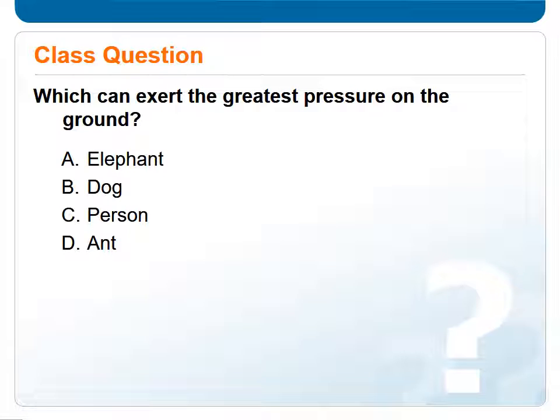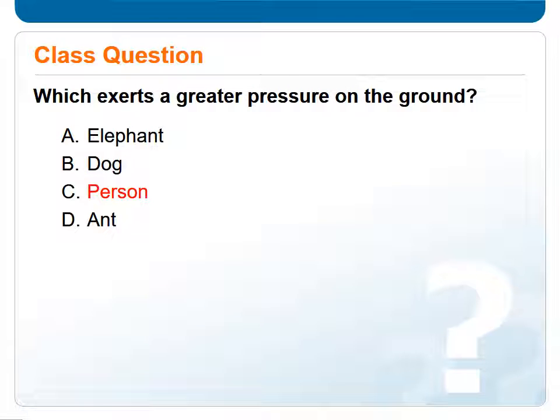Which can exert the greatest pressure on the ground? An elephant, a dog, a person, an ant. Pause the video and decide. The correct answer is the person. But this is a trick question. It occurs under a special condition.